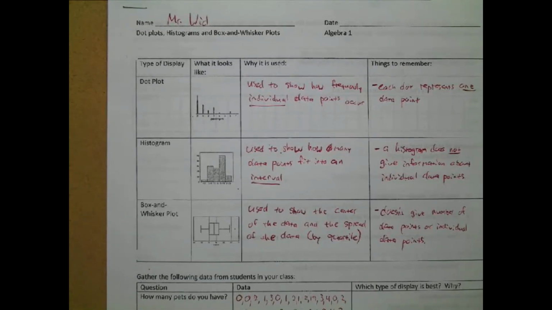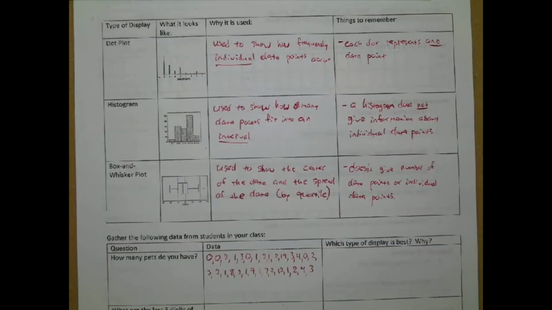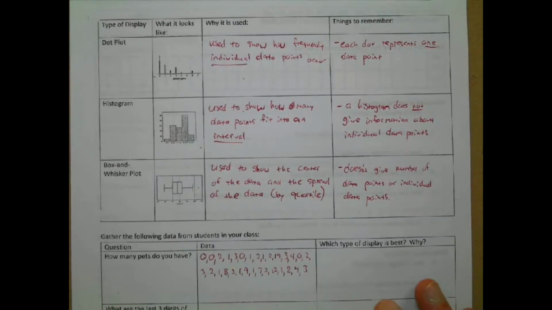So, based on this information, which one of these three would be a good way to display this data? What do you think, Jackson? I would say either the dot plot or box and whisker. Okay. Why do you say dot plot? Because there's a lot of the same three or four numbers. Okay, I like that idea. There's a lot of the same three or four numbers, and there's a few that only have one or two, kind of thing.